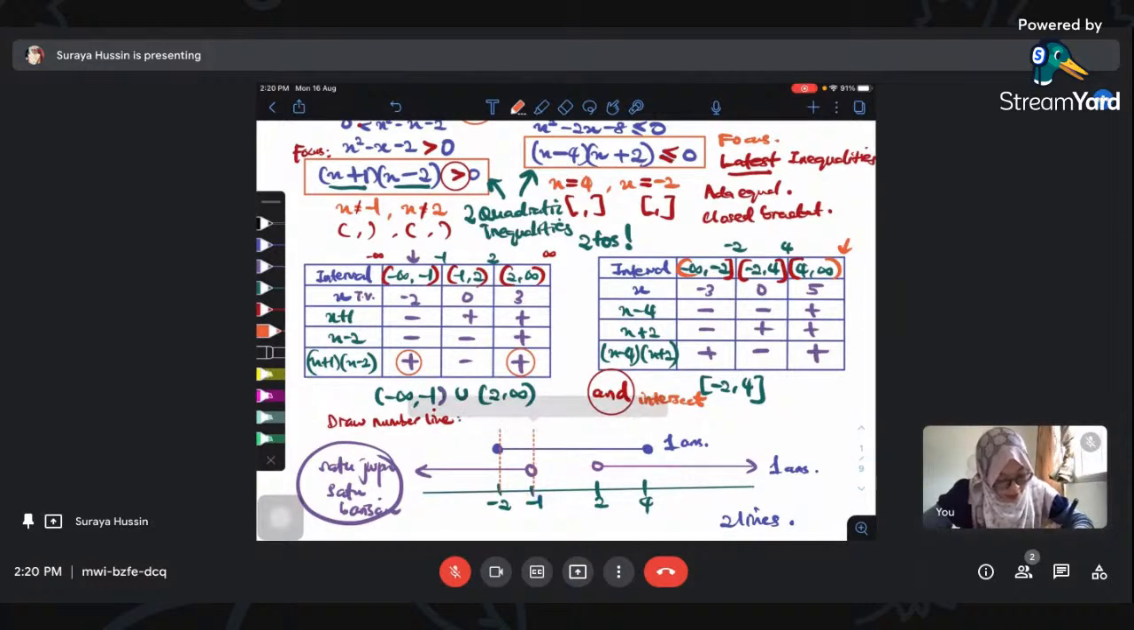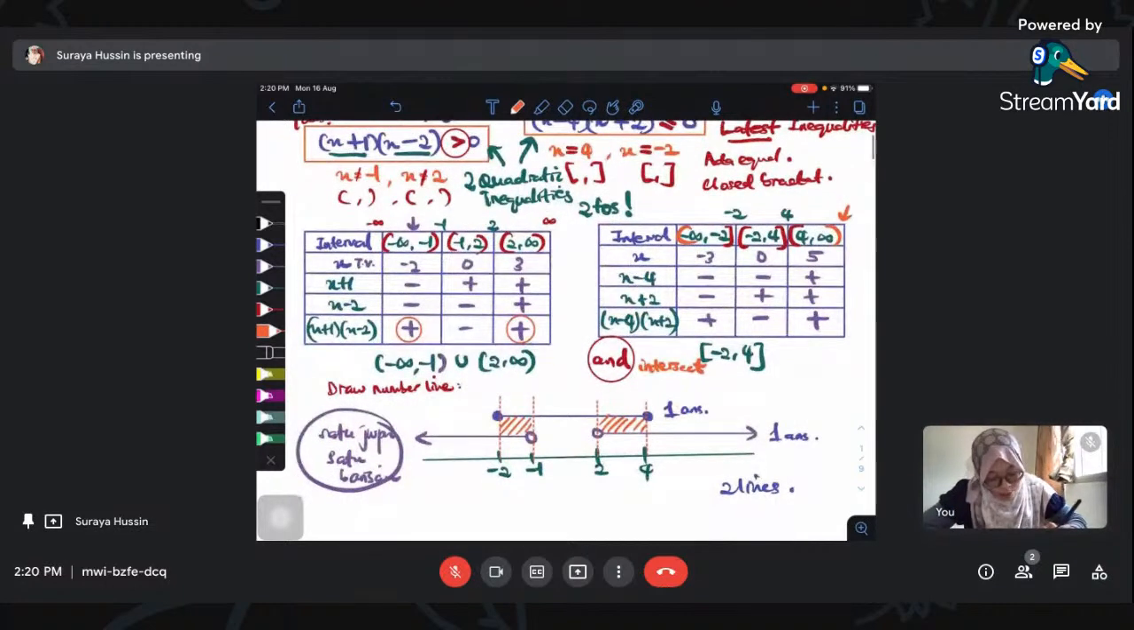I would do a dotted line and then I shade the region. I shade the region where dua line ini dia bertembung. I shade the region. And then barulah jawapan saya yang terakhir adalah X. Curly bracket X such that X is in between what? X is in between negative 2 and negative 1.